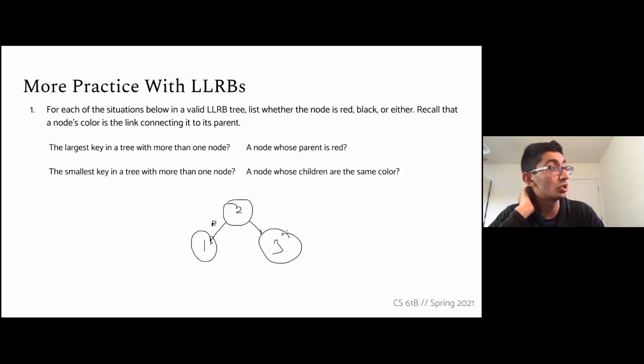So what do we know about the largest key? You just keep spamming right. Therefore, it has to be black, right? Because it's impossible that you can have a right red edge. Therefore, it must be black.